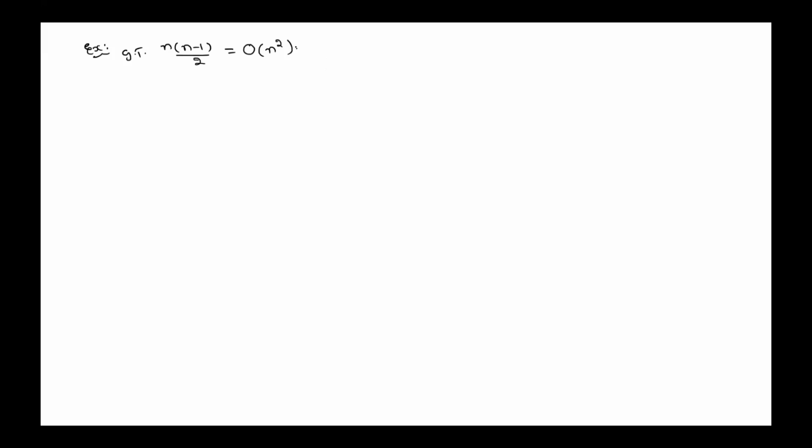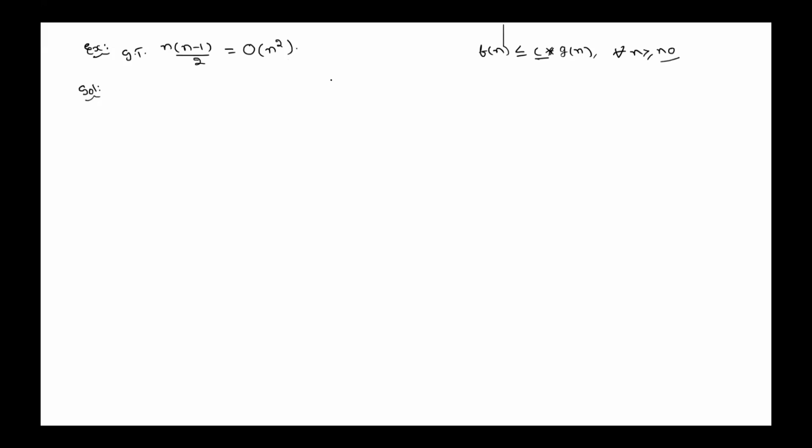n into n minus 1 by 2 is big O of n square. Is that true? Yes. Then how to show this? Now we know that in order to show f of n less than or equal to c into g of n for all n greater than or equal to n naught, we need to find these two constants c and n naught.